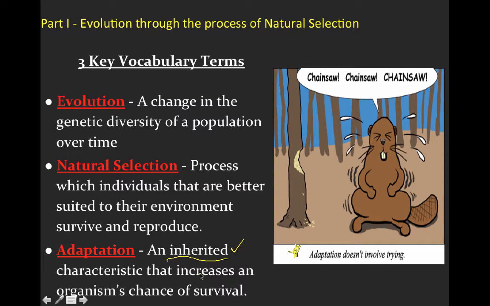An adaptation is an inherited characteristic that increases an organism's chance of survival. Natural selection is a process in which individuals that are better suited to their environment survive and reproduce. And finally, the term evolution is the most general term. It's a change in the genetic diversity of a population over time. This is a really big picture, general term we use to say evolution of a species or a population happens through that process of natural selection.